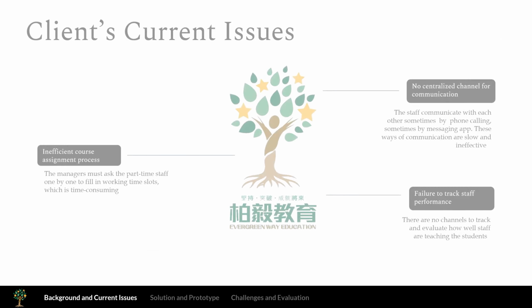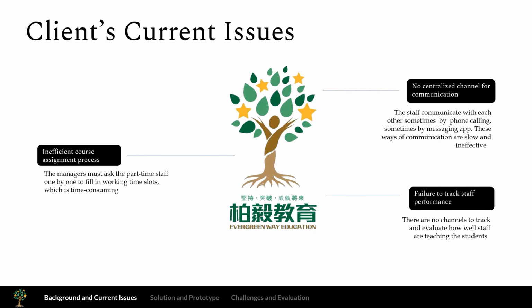Now, our client's issues. Firstly, the course assignment process is inefficient. When a course is unassigned, the managers must ask the part-time staff individually to fill in working time slots, which is time-consuming. Moreover, the lack of a system means that the process is prone to human error, as some part-time staff may be neglected and forgotten. Managers also cannot react quickly to teacher absences and find replacements.